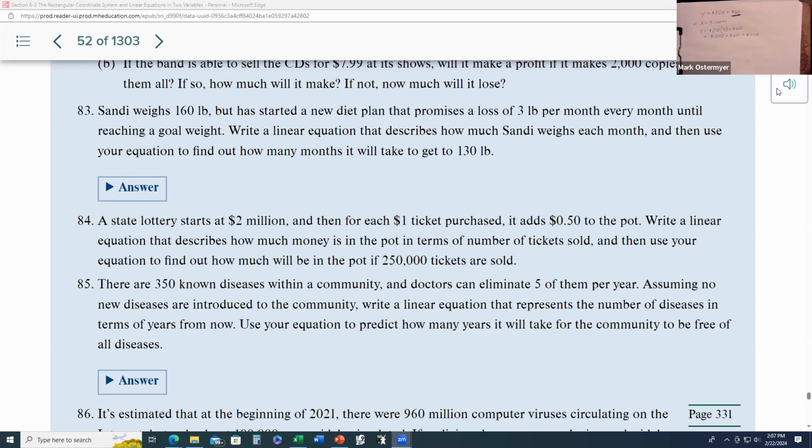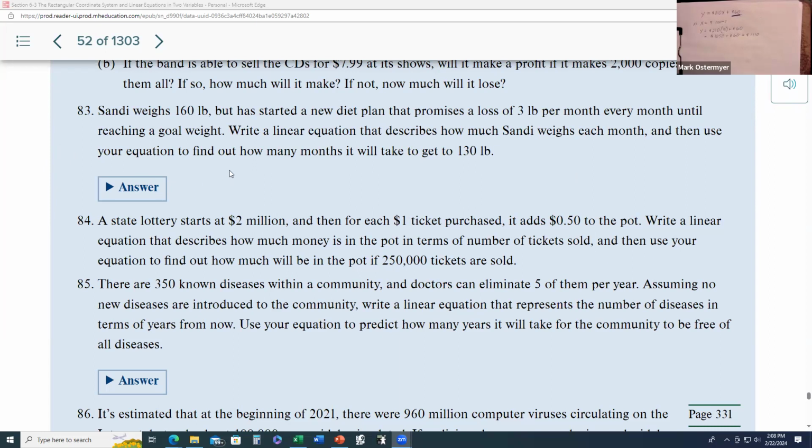I'll tell you, the easiest part of this problem by far is writing the equation. The tougher part is answering this question. How many months is it going to take to get to 130 pounds? I'm going to let you play around with this, ladies and gentlemen. Classwork number 3. See if you can write the equation.